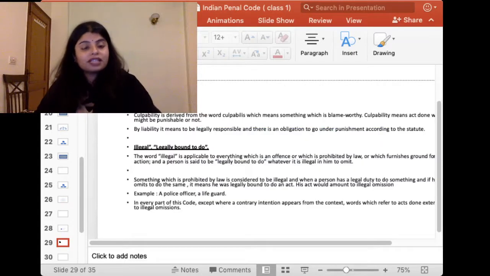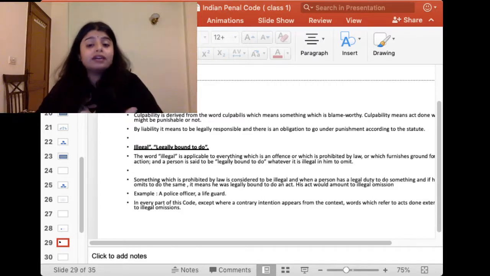The next part is where you see some of the important definitions. Now, culpability and liability, they both mean somebody who is blameworthy. For some, culpability means now you'll be punished. Liability means there will be a legal liability, and there's a liability to go through a punishment.